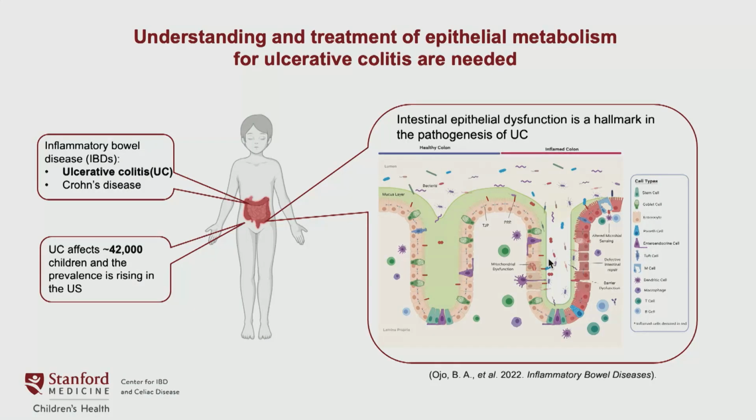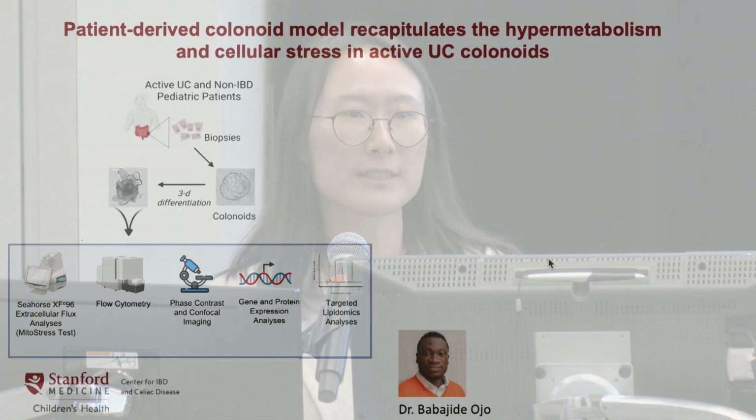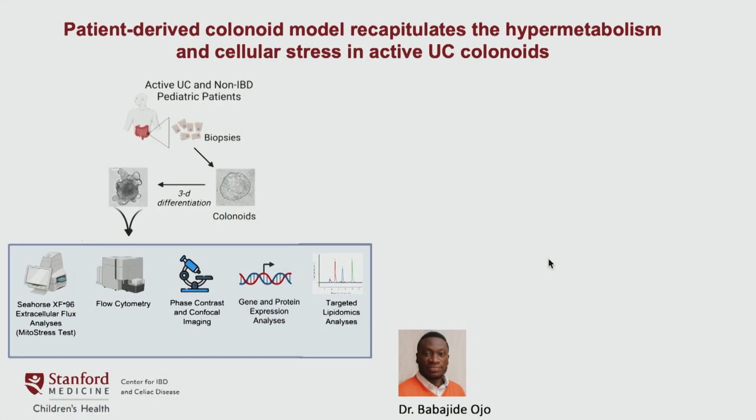Unfortunately, there's no cure for UC, and the existing therapies for UC do not directly target the epithelium. Our research focuses on understanding the diseased epithelium by studying organoids derived from colon biopsies of pediatric UC patients. Dr. Ojo from our lab did most of the work, and we are very happy for him that he's heading to an assistant professor position at the University of Alabama.